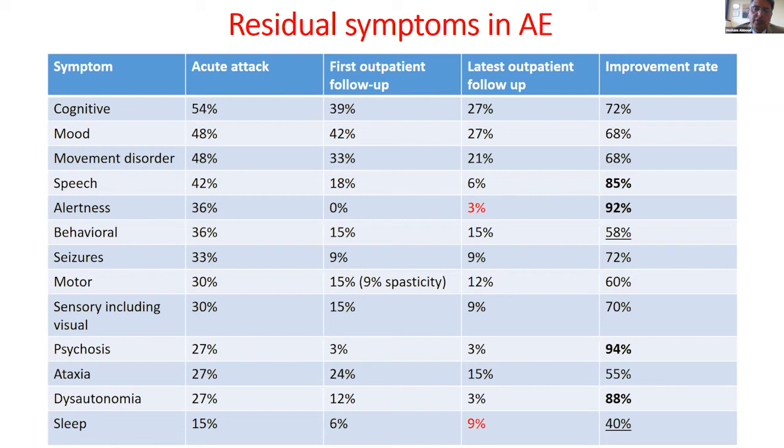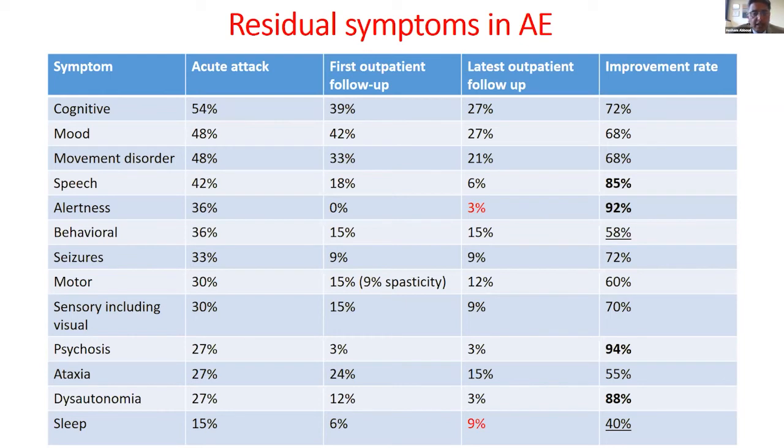And then we also looked at the percent improvement. So how many of the patients who had, let's say, cognitive symptoms reported improvement in their latest outpatient follow-up of the cognitive symptoms. And that's that last column that you see over there. And I'm not going to read this line by line, but I just want to point out a few important points here.